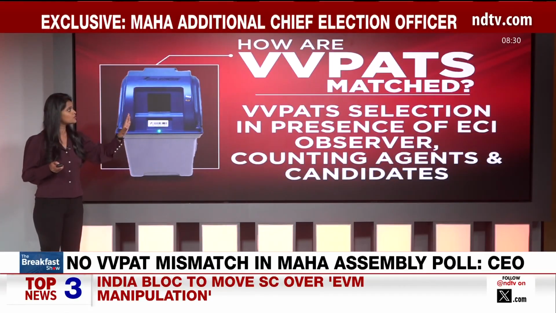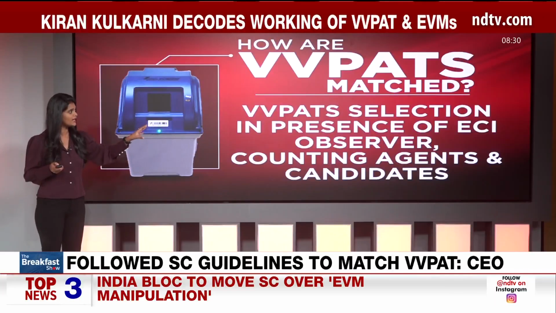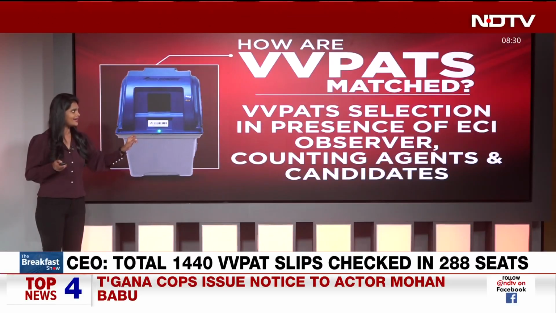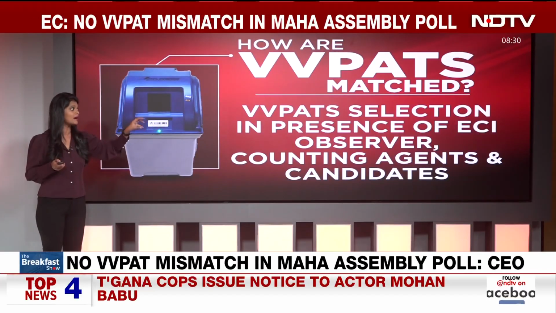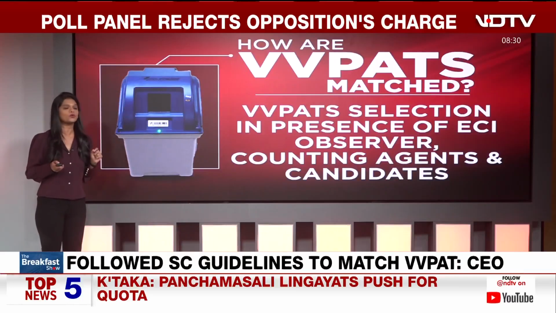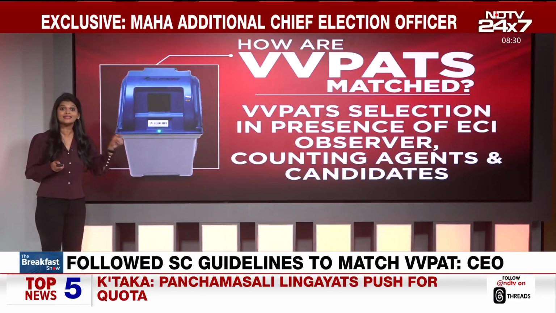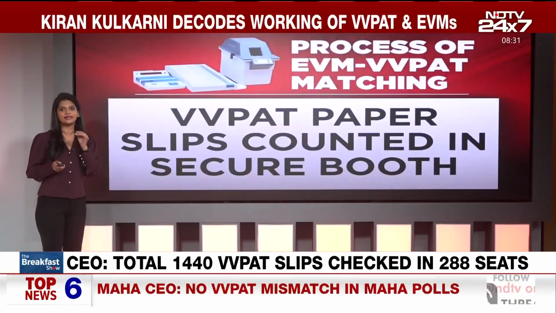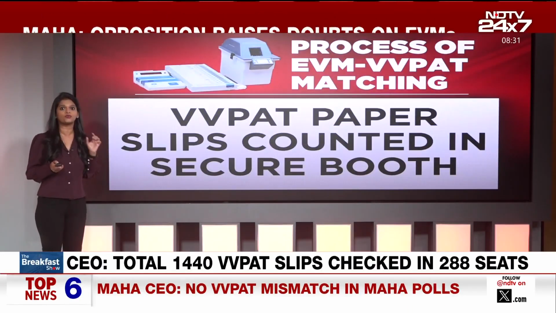Now, let's find out how that's done. The selection happens in the presence of ECI observer, counting agents and candidates. In fact, the selection is conducted by the ECI observer in the presence of counting agents and candidates on the day of counting, before the declaration of results. Now, let's find out what the process is.